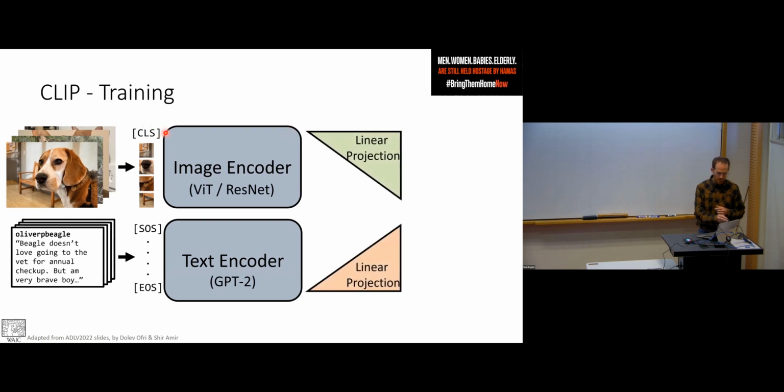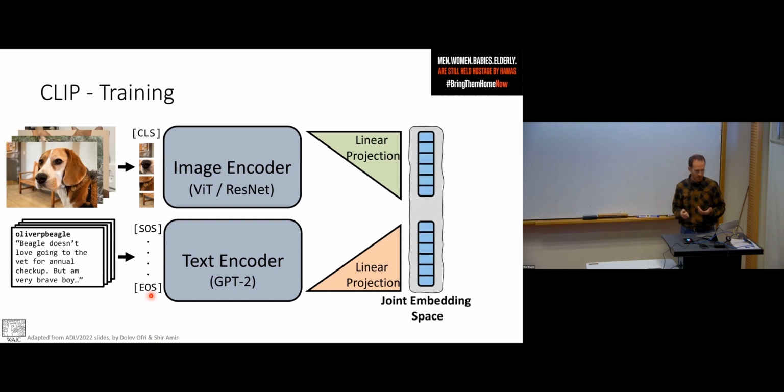And once we have a representation, either the class or the end of sentence token, we can use a linear projection to project them to the same space. So we project them to a space with similar dimensions. And then once we have the joint embedding space, we have a loss over these representations.